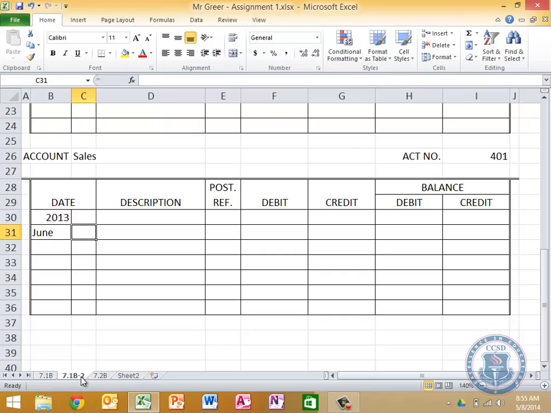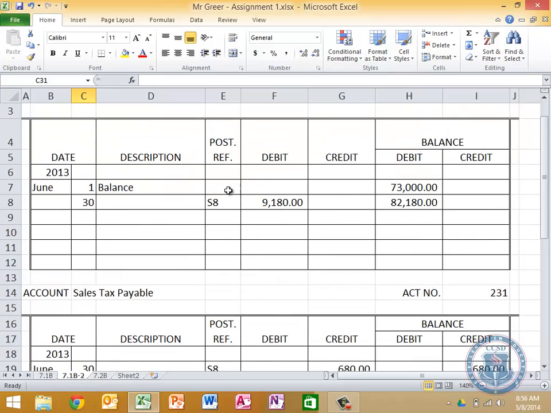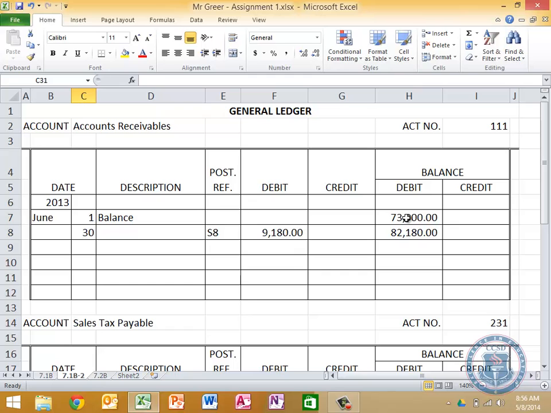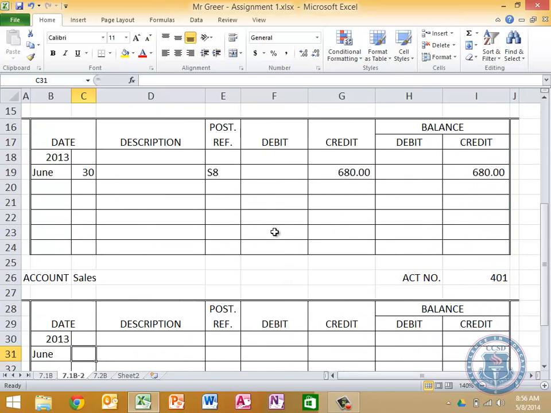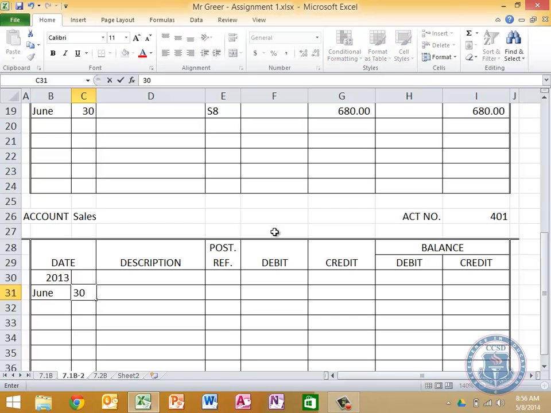No. Is there a balance? My question is, is there a balance in the account? When I say a balance in the account, that means did we start with something in the account? Let me just clarify that term. When we talk about a balance, it's usually talking about the beginning balance in this case. Like, was there something already in the account before we started? For instance, in accounts receivables, we had $73,000 that was already owed to us, then we just added to it. There was nothing in this one, so we have no balance, so we can go straight to our transaction.